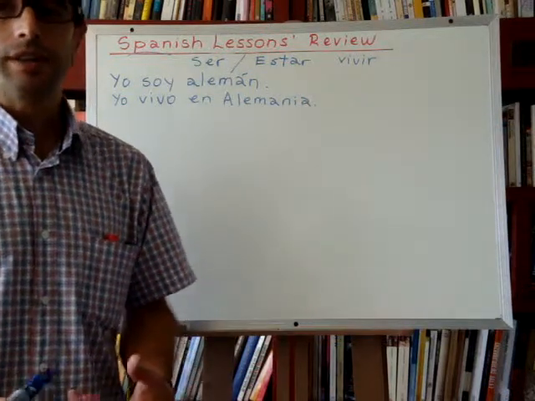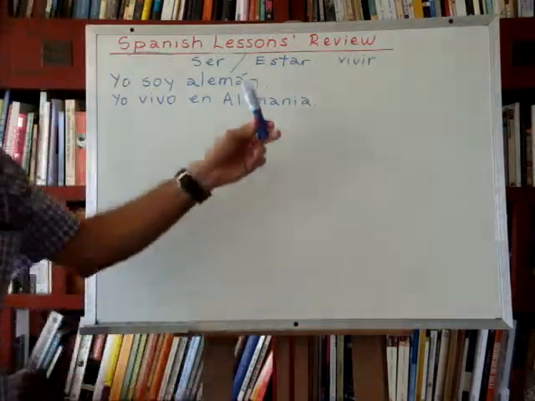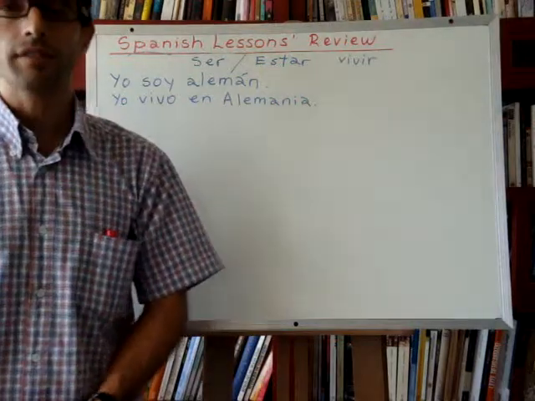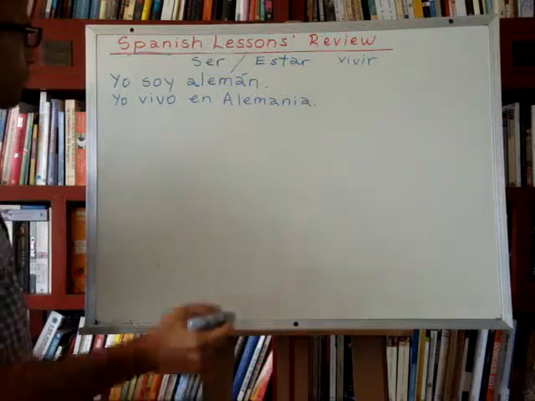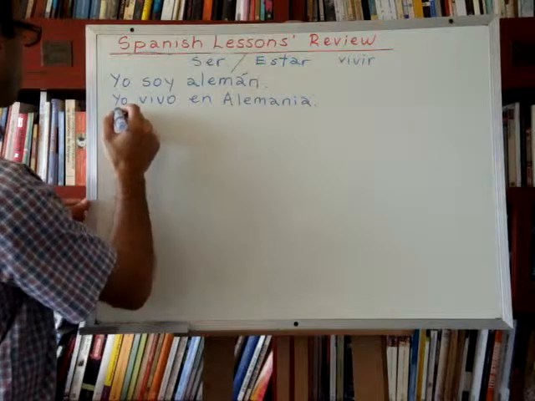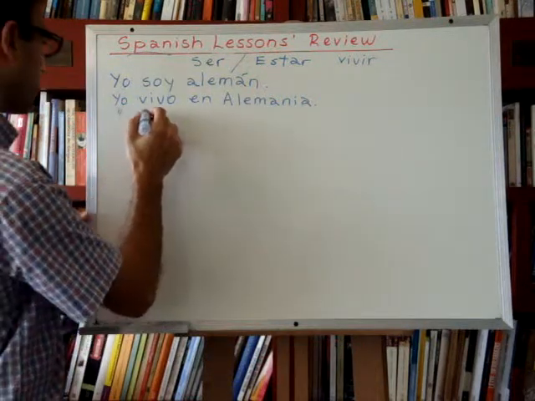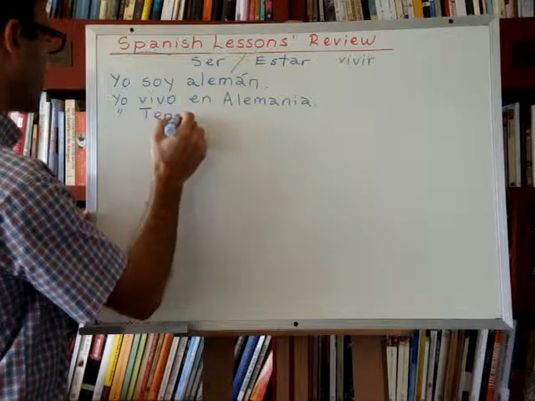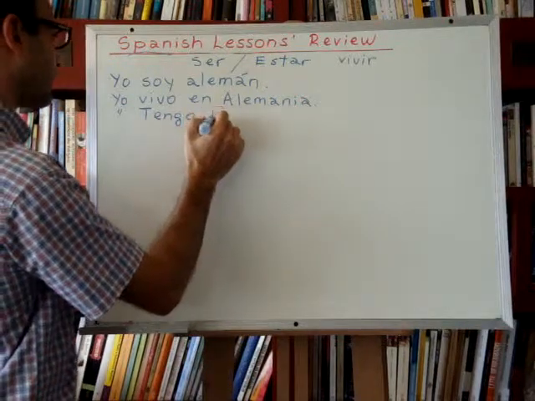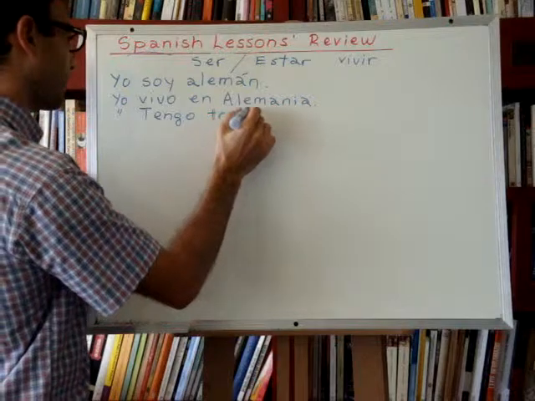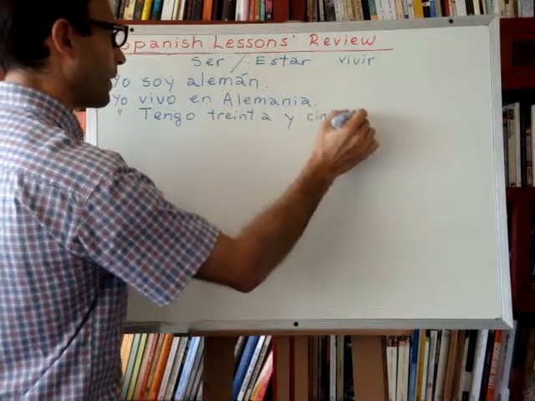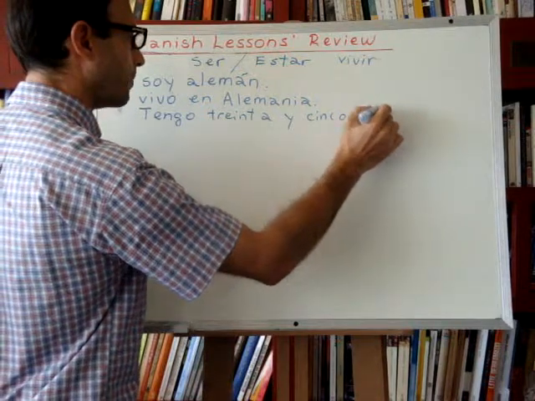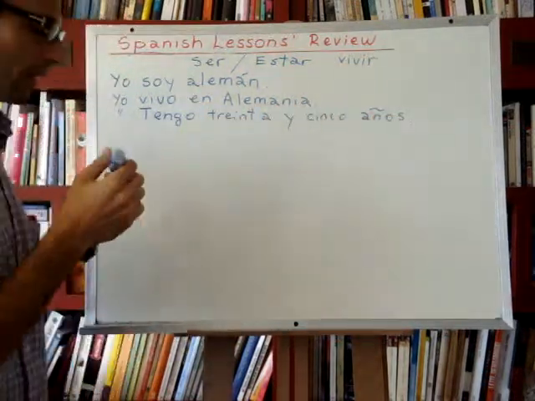Tengo hambre. Tengo frío. And for years, we also say, I have so many years. So we would say, I am 35 years old. We would omit the I, and we would say, tengo 35 años. Okay? Tengo 35 años.